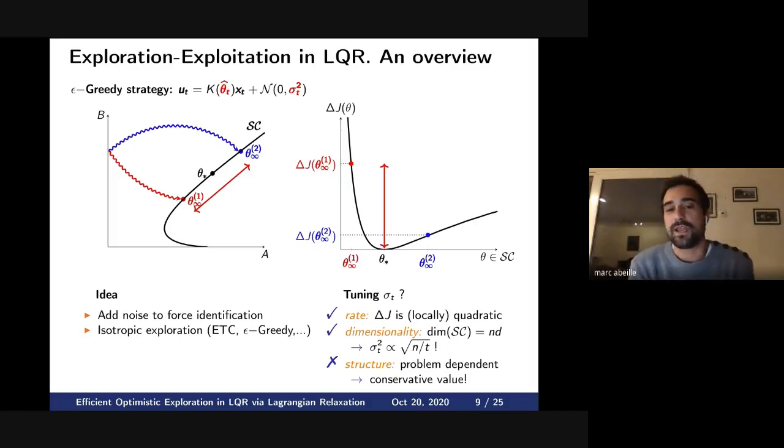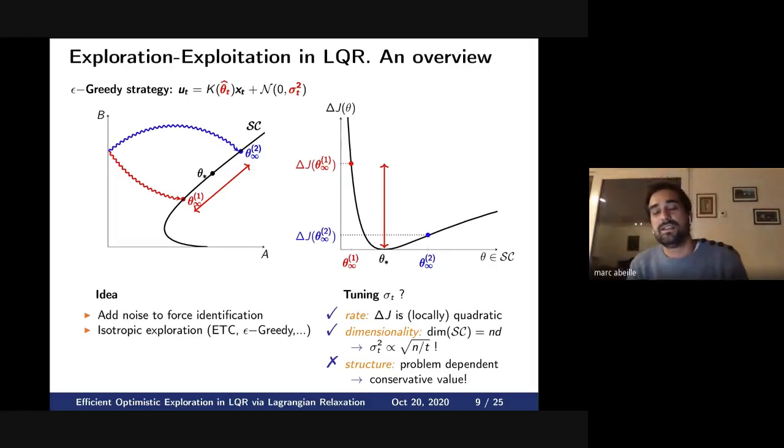Then we have to explore all directions that are not naturally explored by greedy, which is this self-coherent set. So it's a manifold of dimension n times d. And we do so by injecting a noise of dimension d. To explore it properly, we have to boost the variance by a factor square root of n to explore all the directions. And basically, that's all we can do with this isotropic exploration, because the noise that we inject is not structured, and so we can't adapt further to the local shape of delta G.